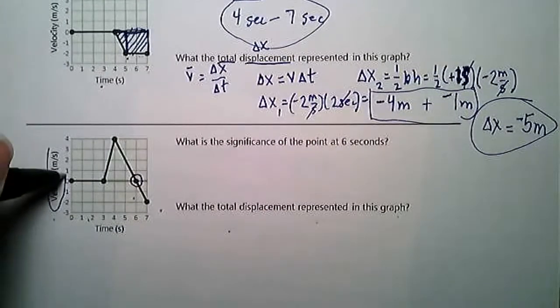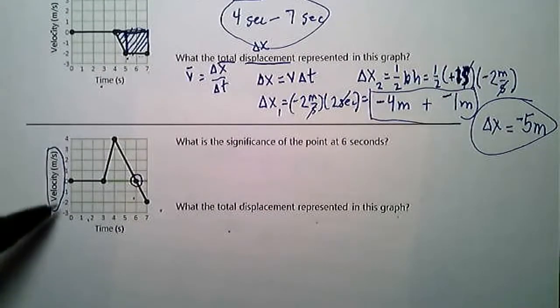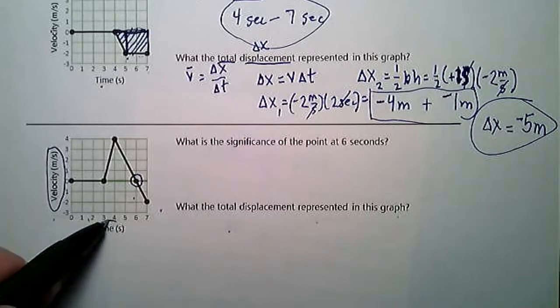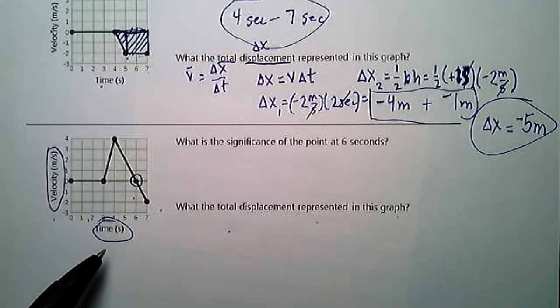Notice what this graph is graphing. It's got velocity on this axis, meters per second. It's got time in seconds over here.